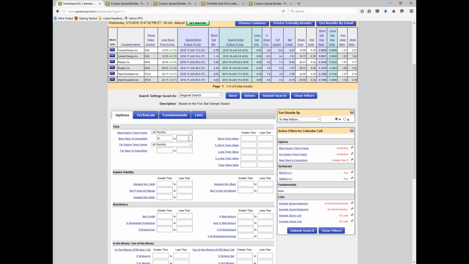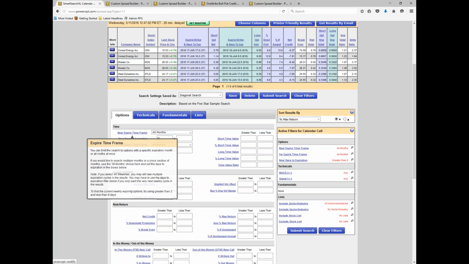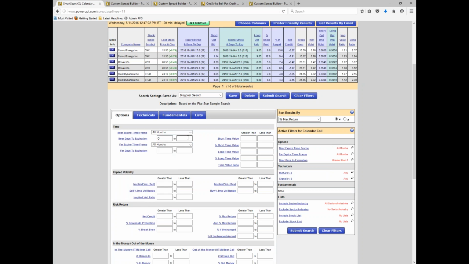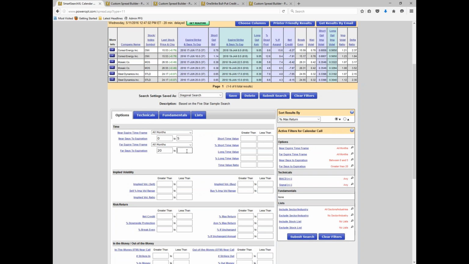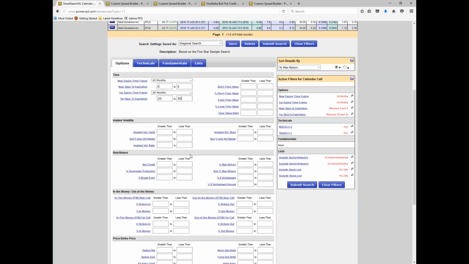And then I know that what I'm going to do is search for positions. Let's keep it in this current week. For my near-term option expiration, I'm going to go all months, 0 to 2 or 0 to 3 days out in time. Let's put it 5. And let's go 4 weeks out. I'll leave it at all expirations or all months again. I'm going to go 20 days to 30 days out in time.